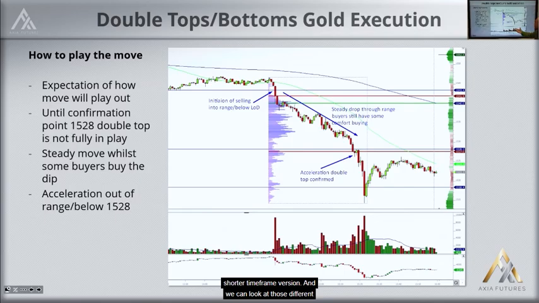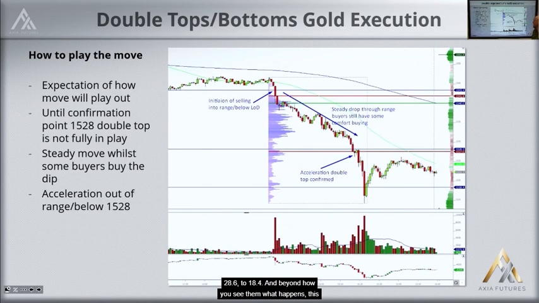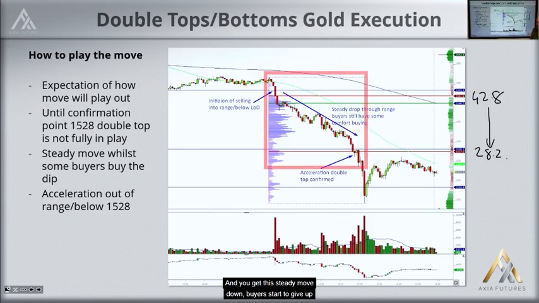So we take this onto a shorter time frame version, we can look at those different phases, or certainly the final 2 phases. So we're going to look here at this phase through the range, followed by this phase out of the range. So you're looking at the move from 42.8 to 28.6 to 18.4 and beyond. And you see then what happens. This is the move from 42.8 down to 28.2. You fall into the range and you get this steady move down.